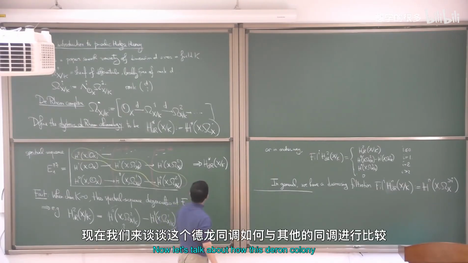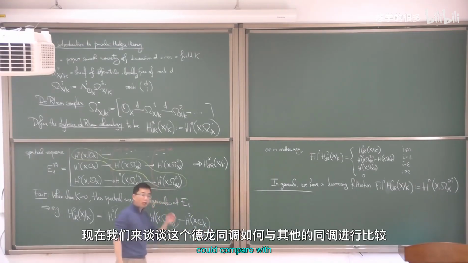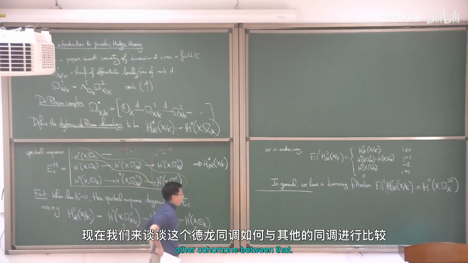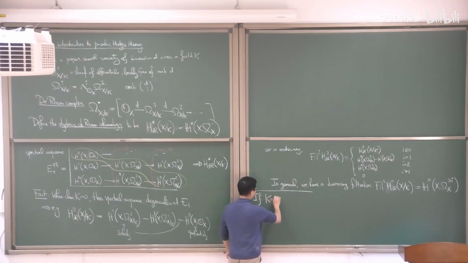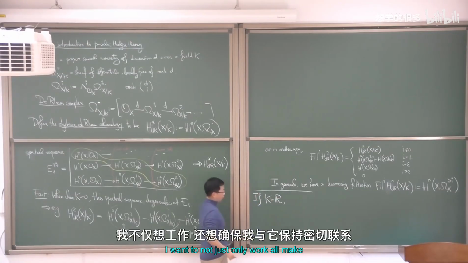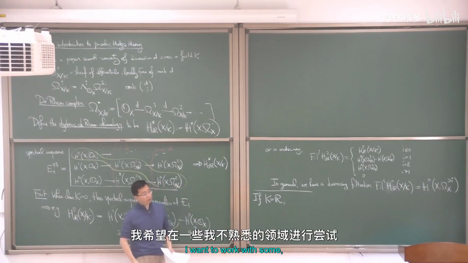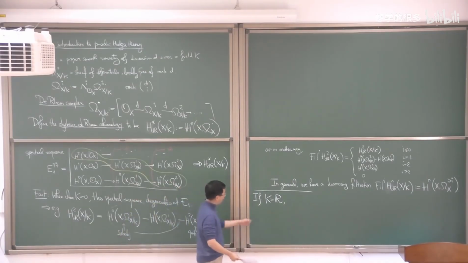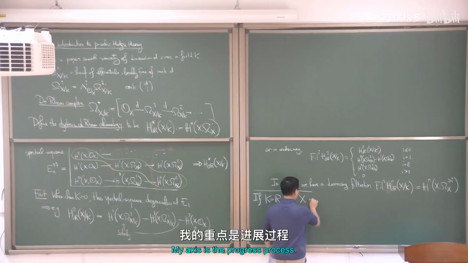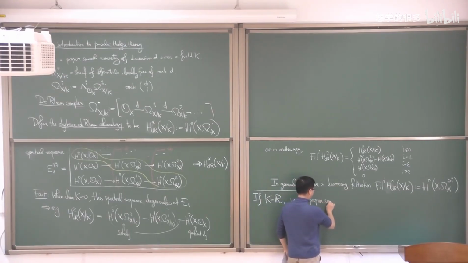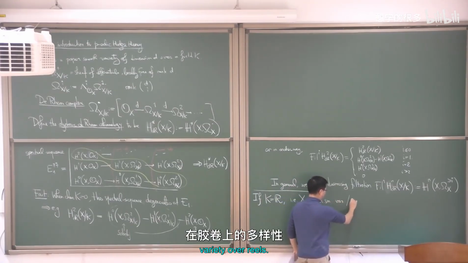Now let's talk about how this de Rham cohomology compares with other cohomologies we know. So we'll put ourselves in a very careful situation. I don't want to work only with the case that everybody is familiar with. I want to work with more general situations. So let's start with the reals, i.e. my X is a proper smooth variety over the reals.